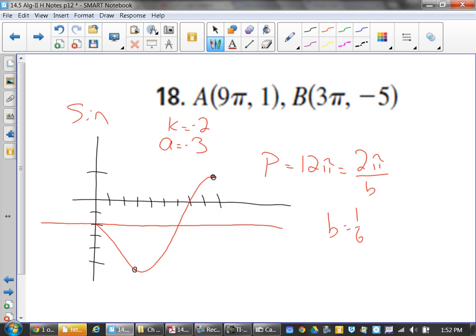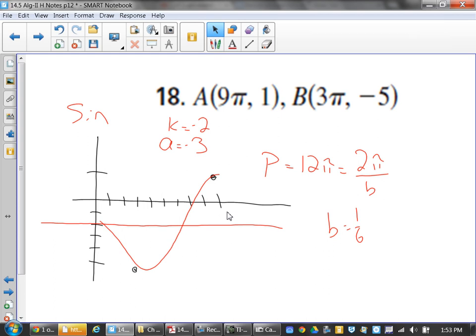Why is it sine again? Notice how your maximum or your minimum is not on the axis. That means sine. If it was on the axis, then it would be cosine. Yep.